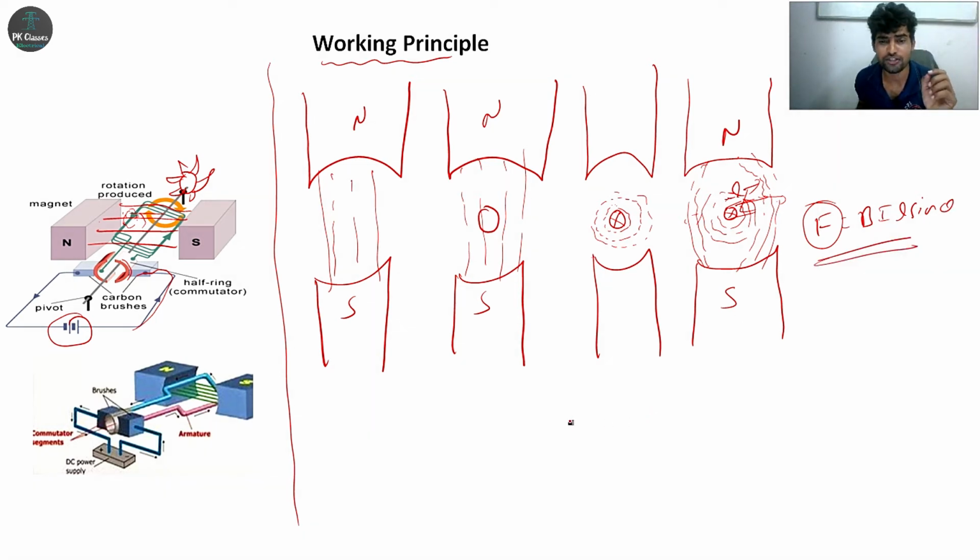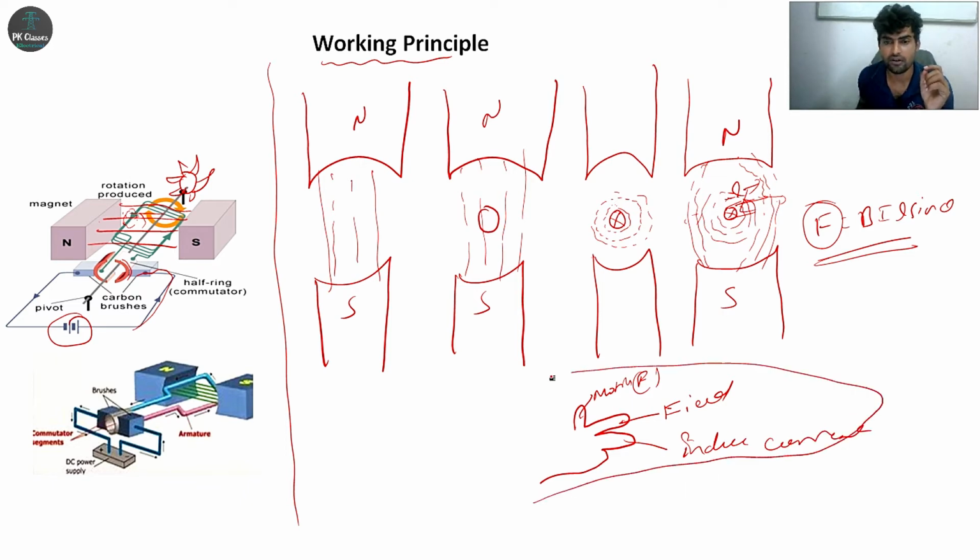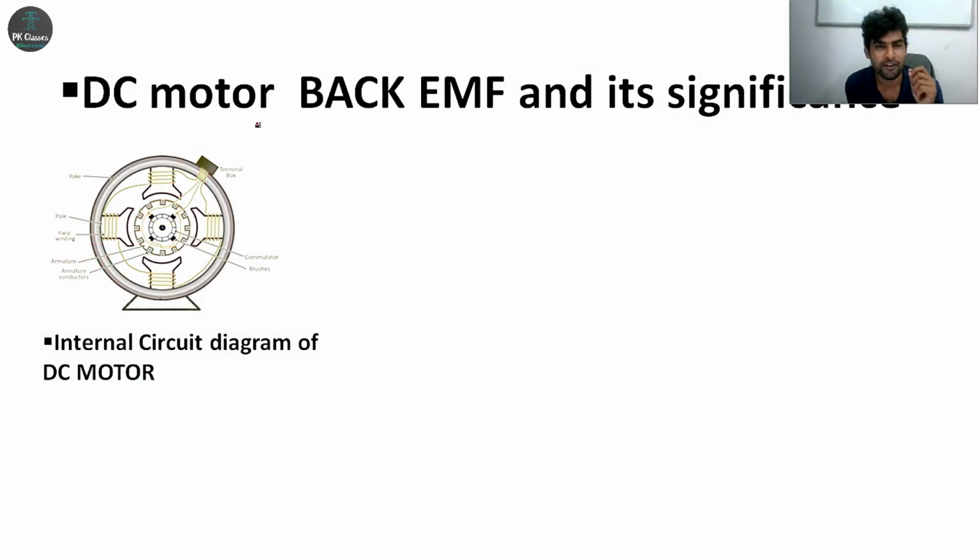Another working principle is Fleming's left hand rule, right? So thumb, index finger and middle finger, right? The thumb shows the motion of the conductor, or force, the index finger shows the magnetic field, and the middle finger shows the current, right? This is Fleming's left hand rule. Okay, we'll discuss DC motor back EMF and its significance.